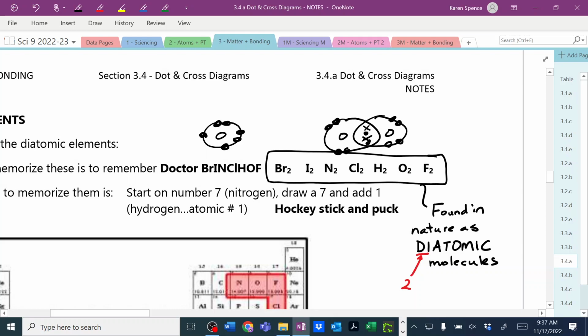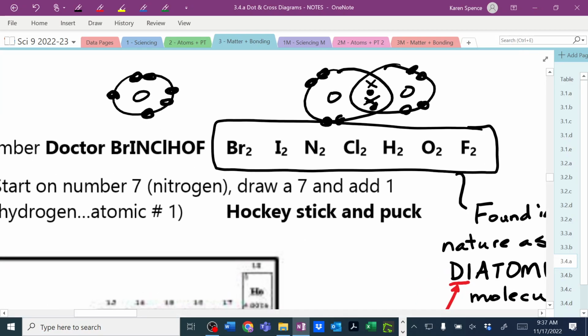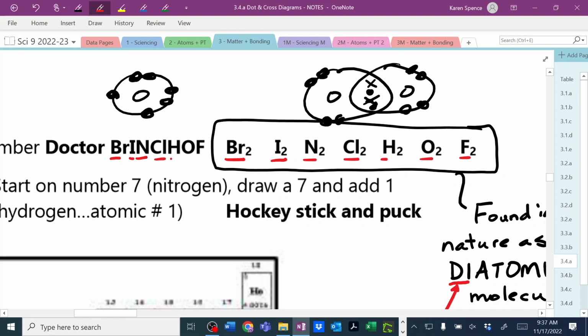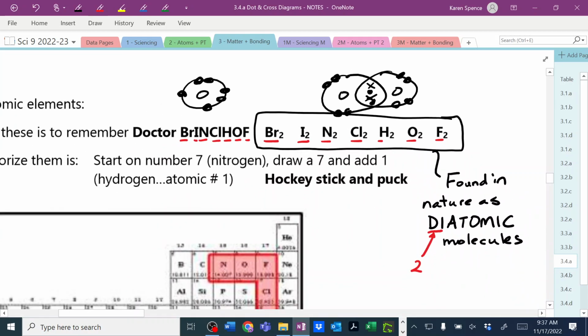One way of remembering it is Dr. Brinkelhoff. So we have BRI, and then NClHOF. Brinkelhoff. So if you forget who the diatomic elements are, who are you going to ask? Dr. Brinkelhoff. Okay? But that's not all. There's many other ways to remember it as well. There is the hockey stick and puck method.